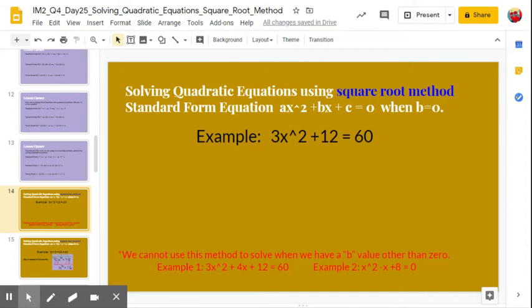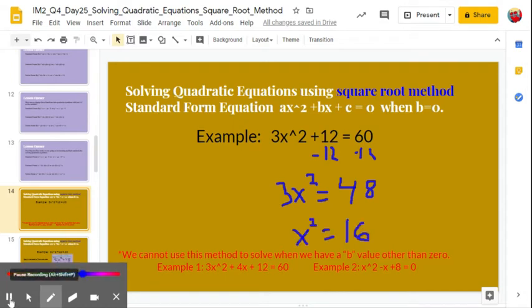All right. So our first step is going to be, we want to go ahead and get the number on one side, the x squared on one side of the equal sign. So I'm going to subtract 12 from both sides. Subtract 12, subtract 12. So now we have 3x squared equals 48. All right, tell me, what are we going to do next? That's right, we're going to do the division property of equality, right? So we can divide both sides by 3. So when we do that, we get x squared equals 16.